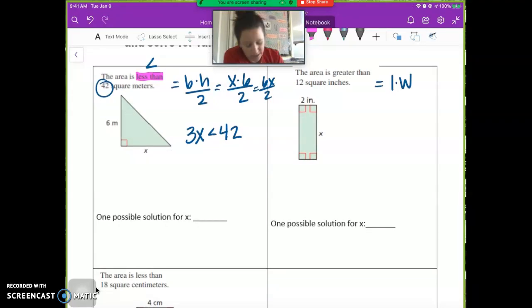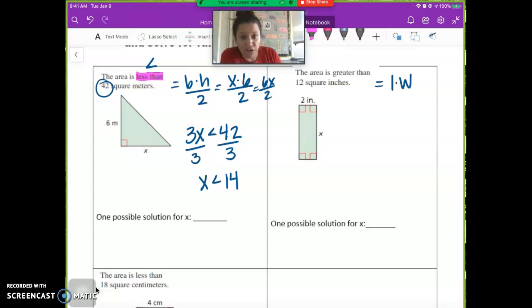So 3x is less than 42. To solve it, divide both sides by 3. And 42 divided by 3, I wrote this in my notes, is 14. So one possible solution, it's asking you what is one value that would make that inequality statement true.